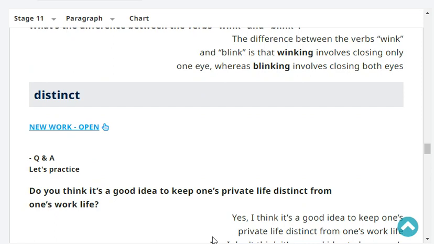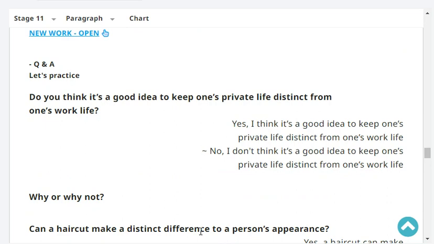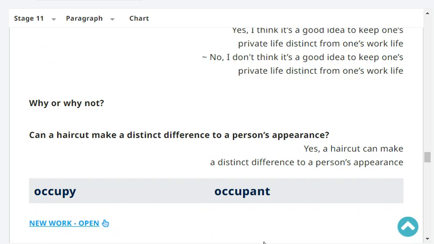Do you think it's a good idea to keep one's private life distinct from one's work life? Yes or no? Yes, I think it's a good idea to keep one's private life distinct from one's work life. Very good. Why? Because problems can occur when you get too familiar with colleagues. Very good.